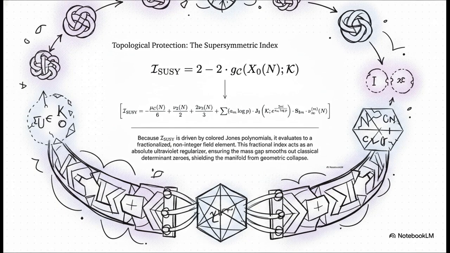And here's where the mathematical magic really happens. When we equate that exact torsion tensor to this fractional supersymmetric index formula, we get an absolute ultraviolet regularizer. Because this index is driven by colored Jones polynomials, it evaluates to a highly specific fractional field element. Landing on a fraction instead of a whole number means it completely avoids those deadly zero nodes we were sweating about earlier. It fully shields our mathematical manifold from geometric collapse.